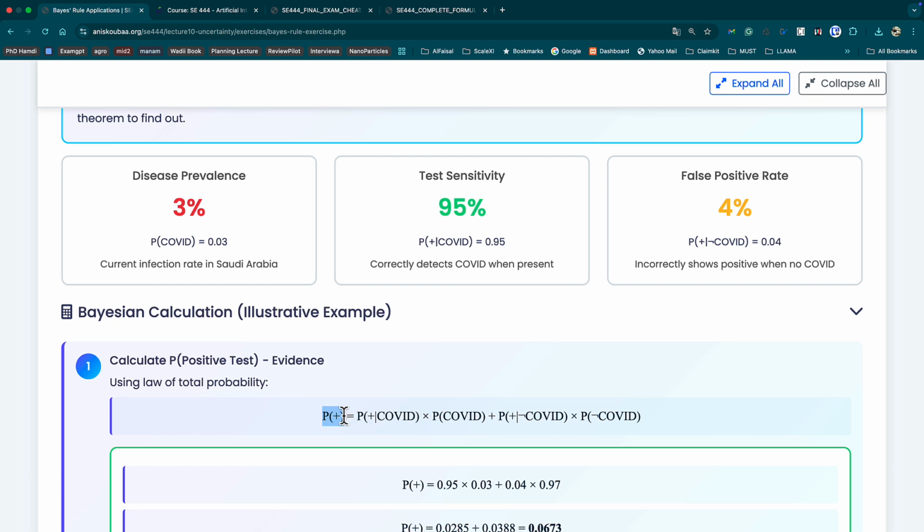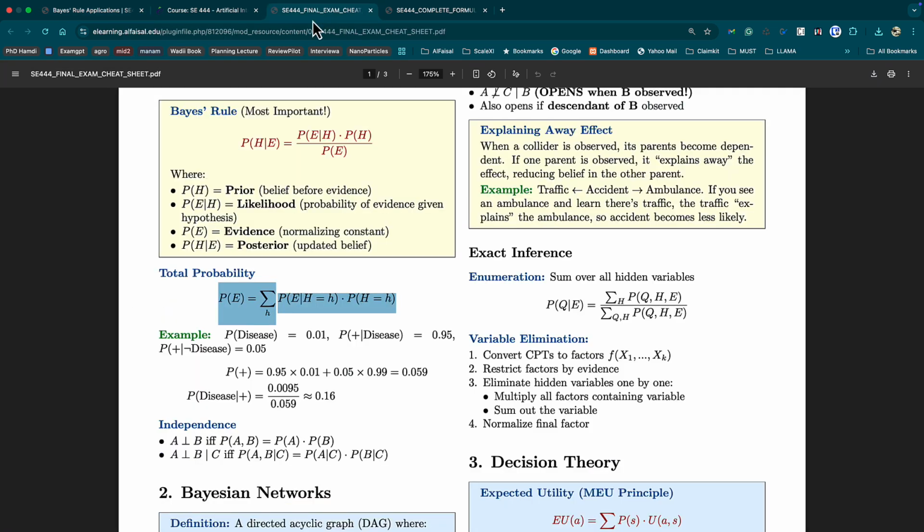And we have 2 situations. This evidence can be positive if the guy has COVID or doesn't have COVID, considering the correct cases and the incorrect cases. So we're going to sum over all these possible hypotheses. Clear? And this gives me the probability of the evidence. Of course, this is just the law of total probability that we have already introduced here. Does it make sense?